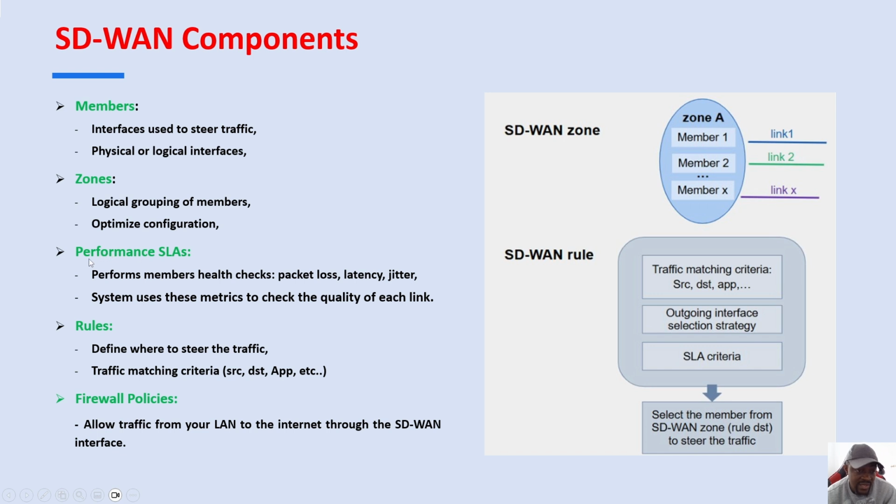Now that you know about performance SLAs, and when you've configured them and have information regarding each link, you can create rules to redirect specific traffic to a specific link. For example, if you have three members and the second member, link 2, is performing better, you can decide to redirect critical traffic to the best performing link.